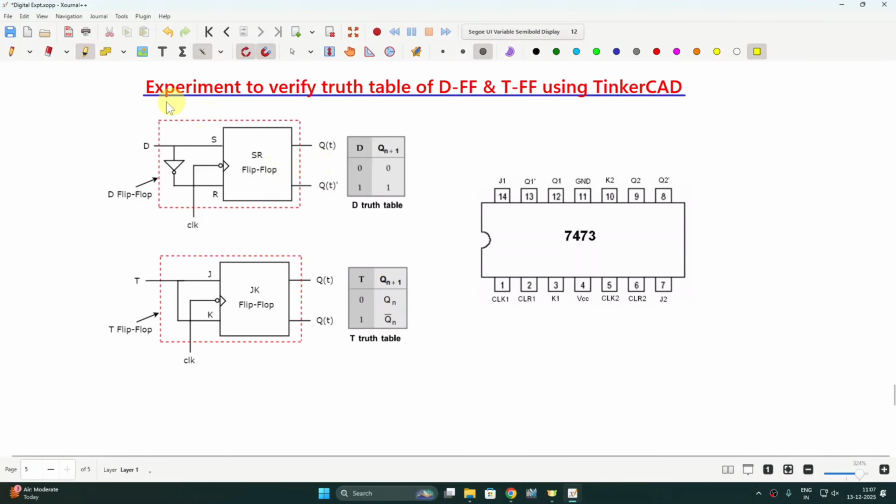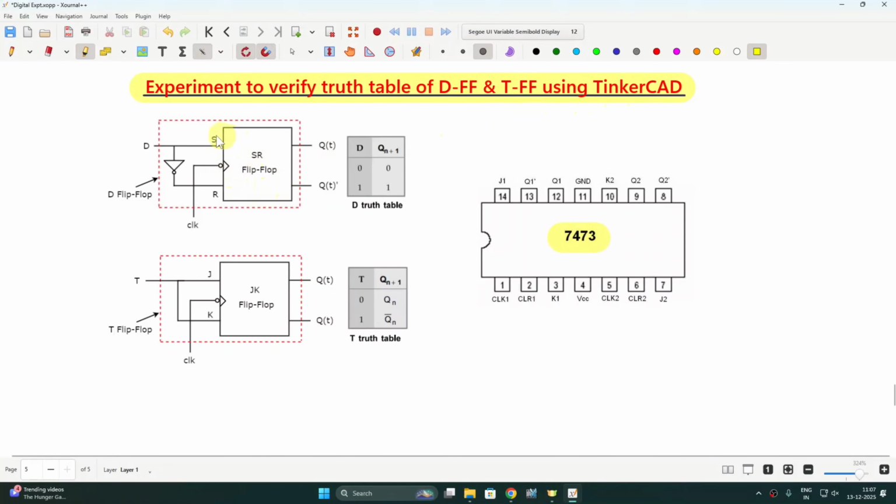Hello friends and welcome. Our today's experiment is to verify the truth table of D-Flipflop and T-Flipflop by using TinkerCAD. Basically, we are designing D-Flipflop and T-Flipflop by using master slave JK flip-flop. For this purpose, we are using IC 7473, which is acting as MSJK flip-flop. One by one, we will design these two flip-flops by using TinkerCAD.